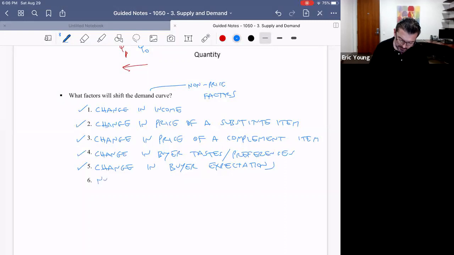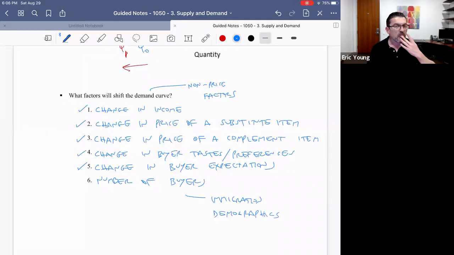And the final one is pretty easy, simply the number of buyers in the market. This one can be tied to things like maybe immigration. It can be tied to demographics. There's a lot of different things that can influence this, but we predict that anytime population goes up and the number of buyers goes up, demand will go up, okay? And that's our sixth one.